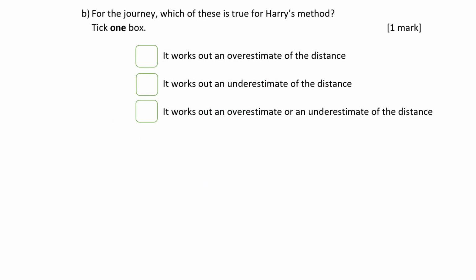Question 24b. For this journey, which of these is true for Harry's method? Tick one box. Okay, it works out as an overestimate of the distance. It works out as an underestimate of the distance. It could work out as an overestimate or an underestimate of the distance. Okay, well, let's have a look at the method.